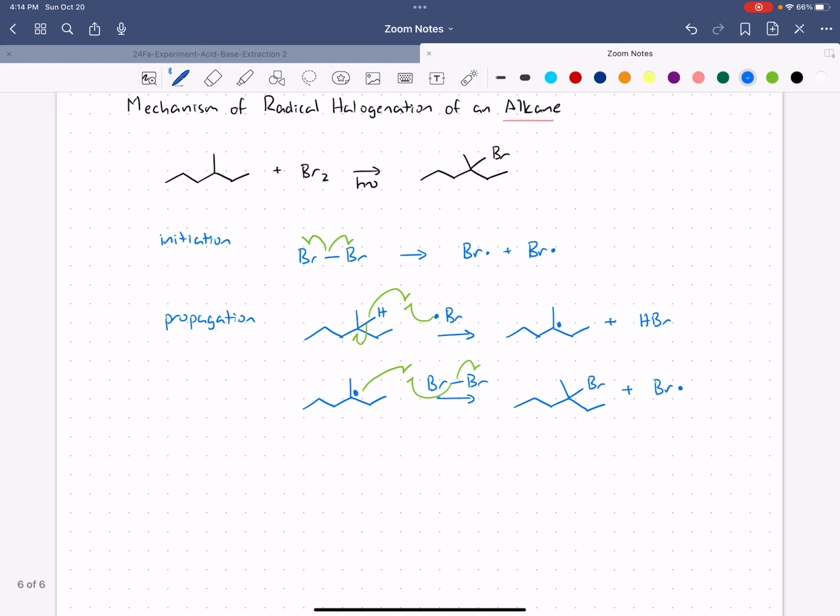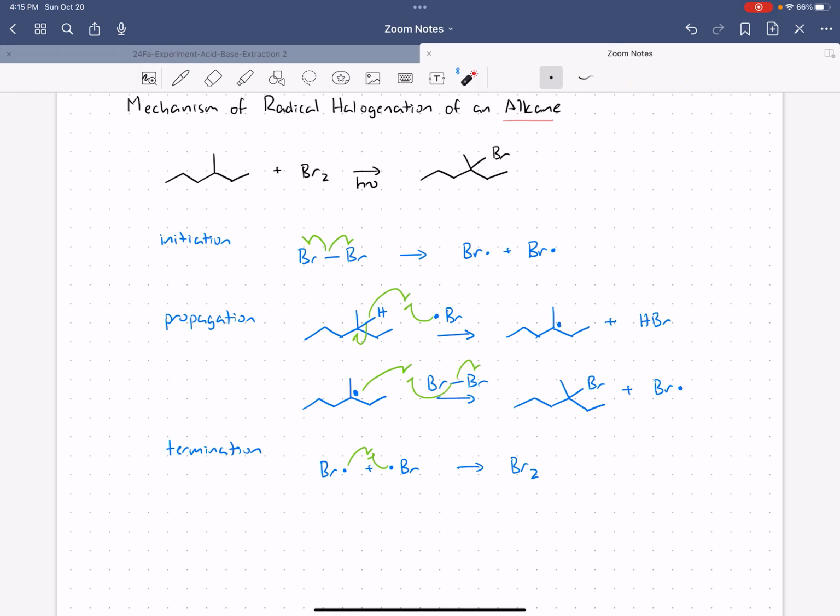The next couple of steps are called termination. And that's the combination of two radicals. For instance, Br radical plus another Br radical. You don't have to draw the lone pairs of a radical. You're allowed to leave them off. And we get this, Br2.